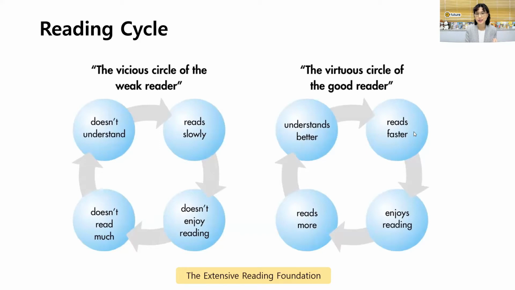So a student reads faster, enjoys reading, reads more, understands better, okay? And it goes around and around like this. This is the virtuous circle of the good reader. This is the cycle that we want to create, right? We want our students to enjoy reading and understand better and read more, right? That's our goal as teachers, I guess, right?